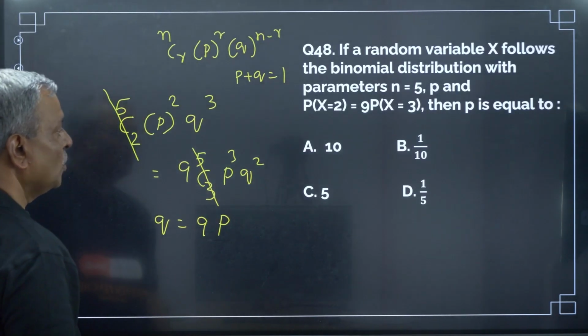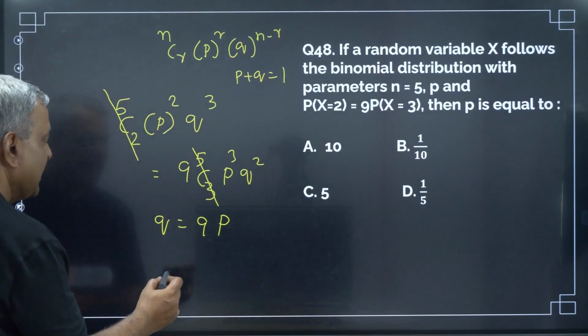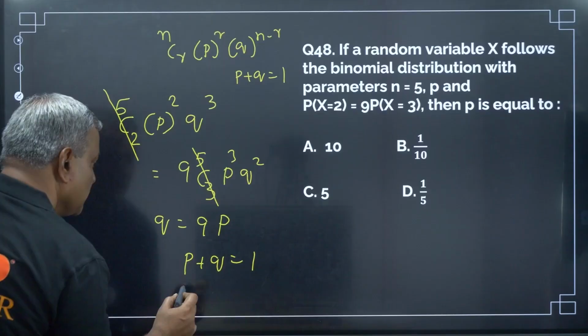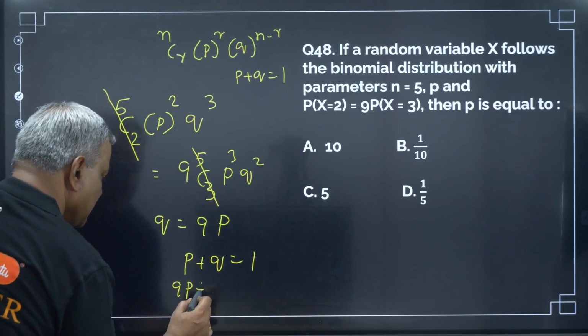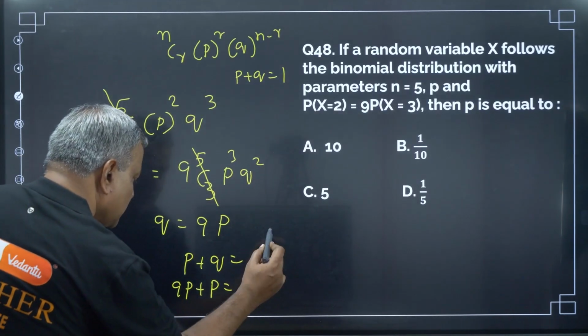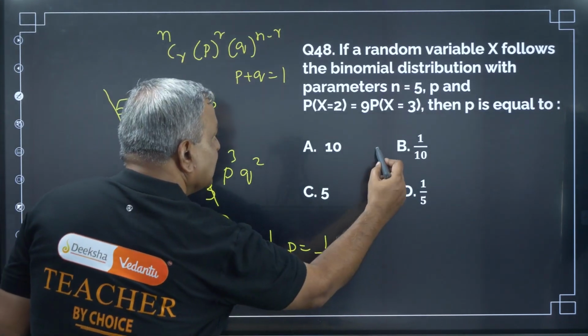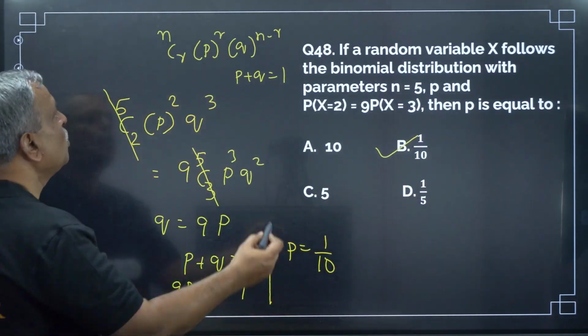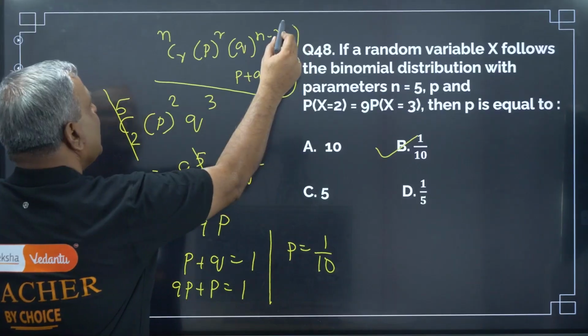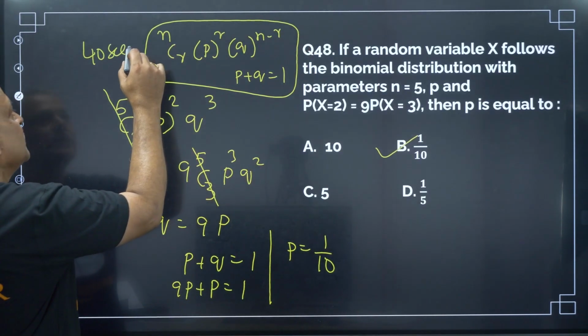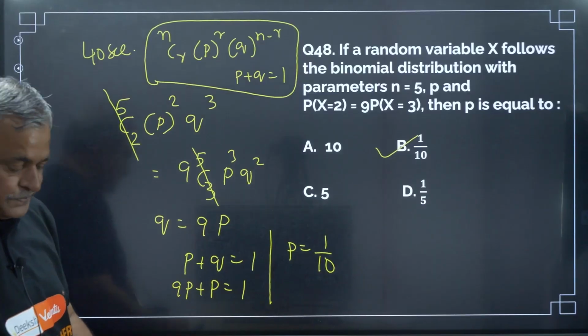Then you will substitute p plus q is equal to 1. So q is equal to how much? 9p plus p is equal to 1. So from this, p is equal to 1 by 10. That only they are asking. If you know the formula, you can do it. Otherwise, it is very difficult. I am giving 40 seconds for it.